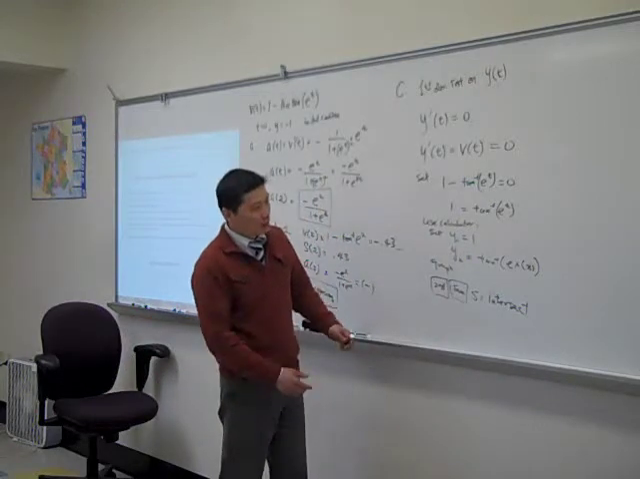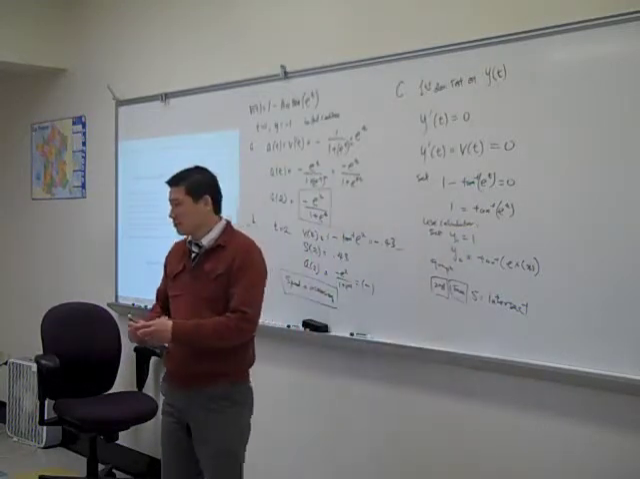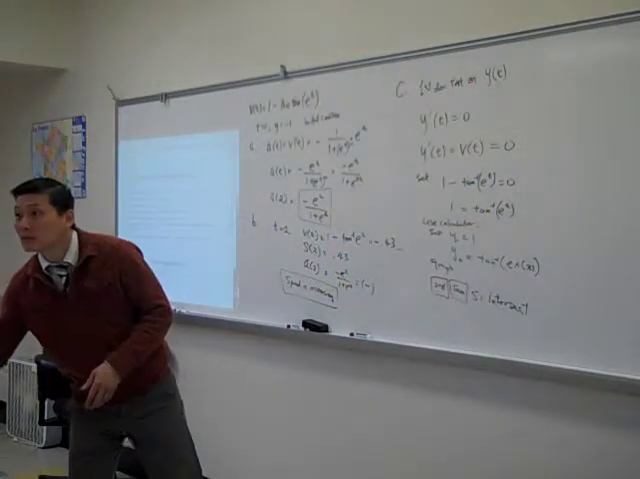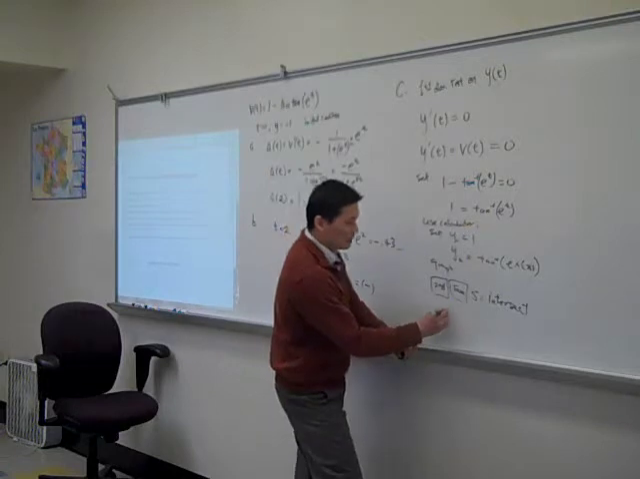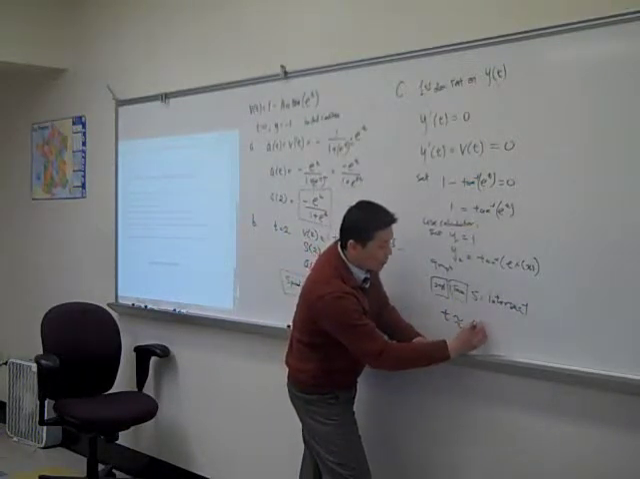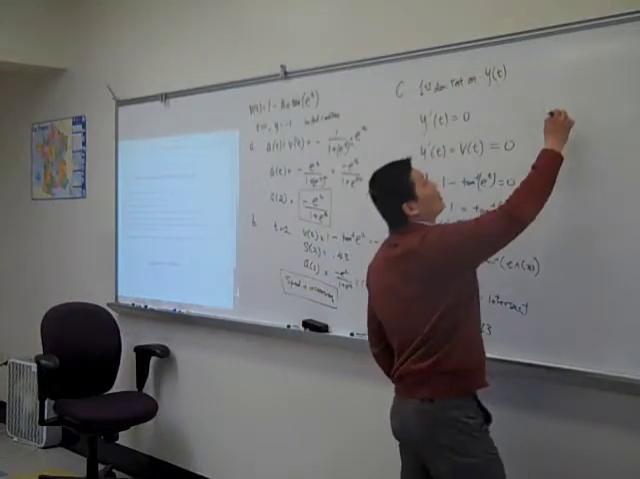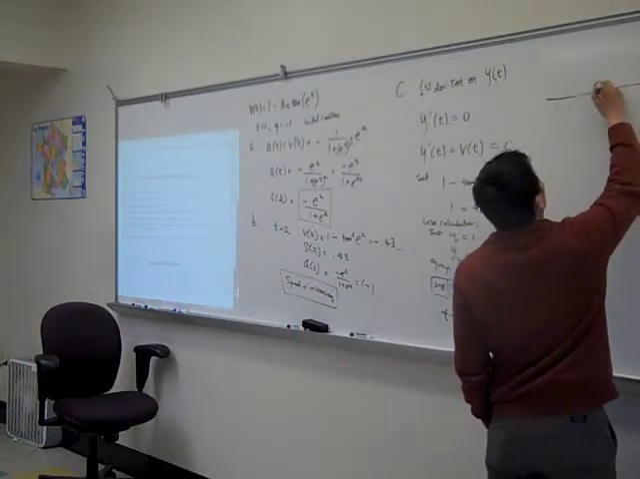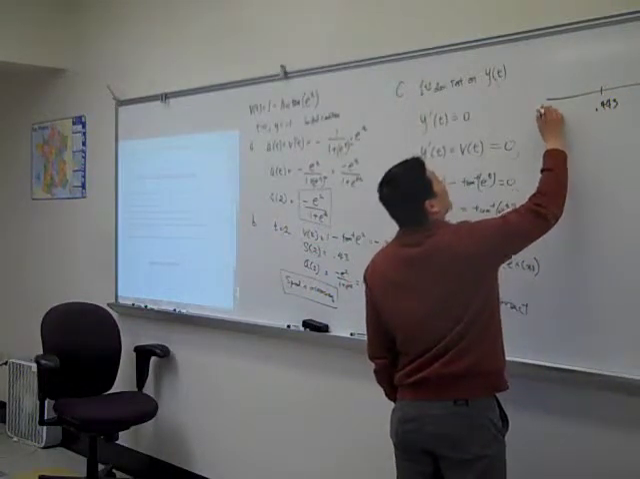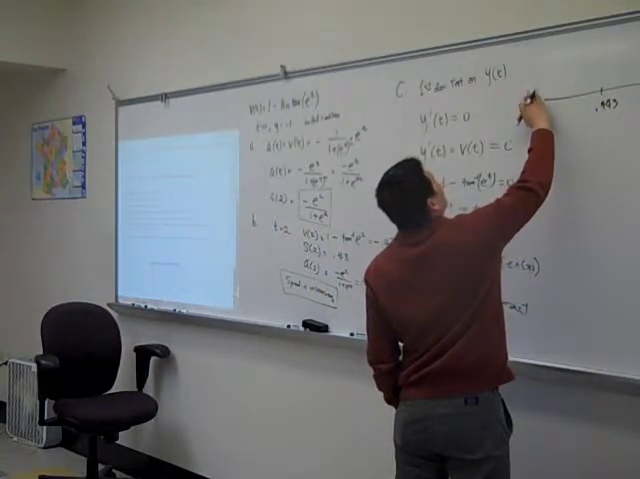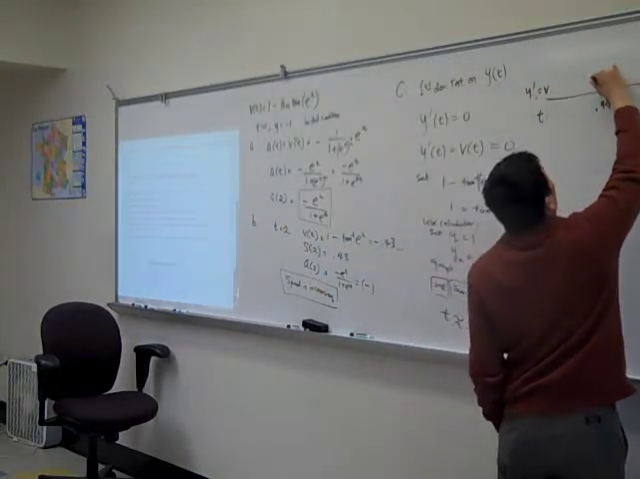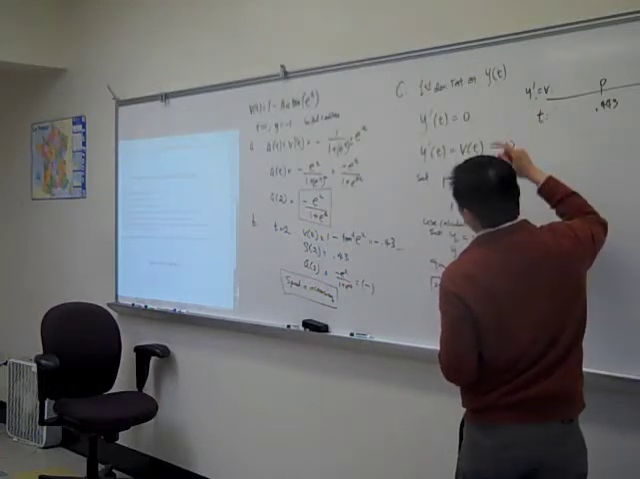So what value do you get? 0.443. Good. So that's your critical point. You got 0.443 as your t value, and this is your derivative value, y prime. So at this point, the derivative is equal to 0.